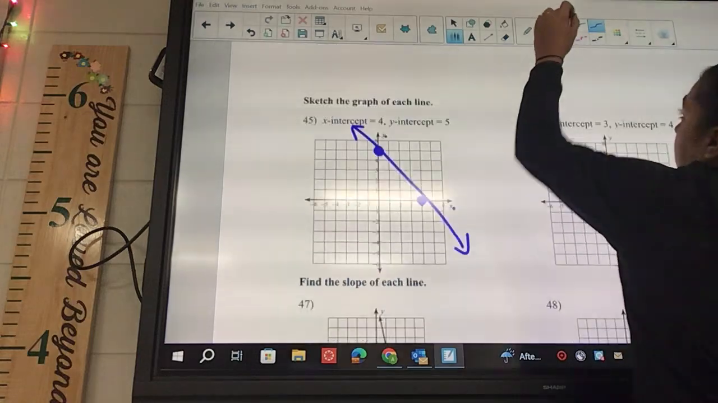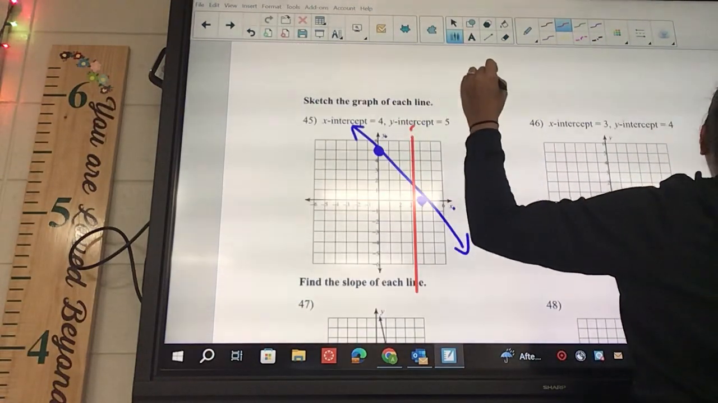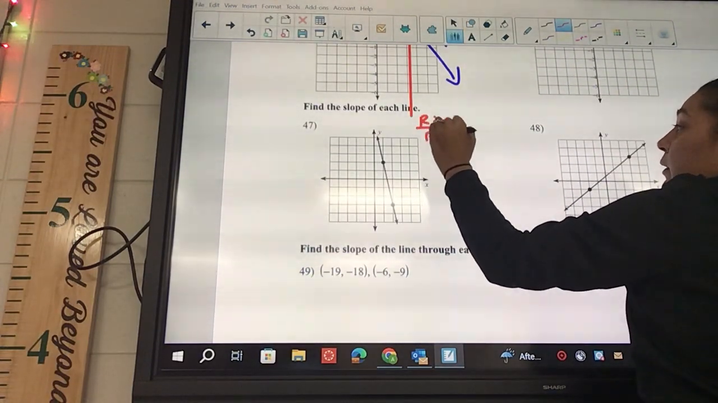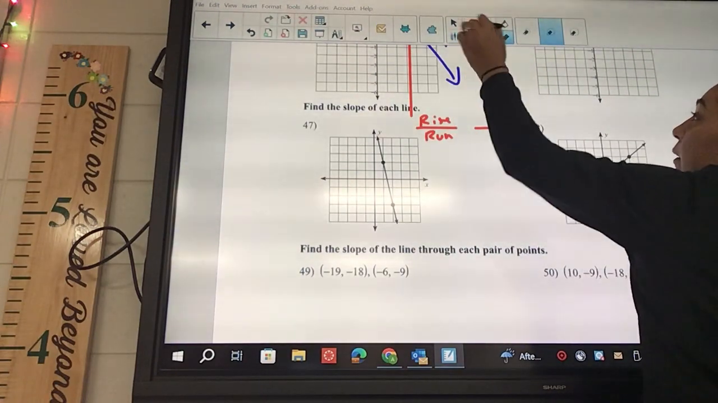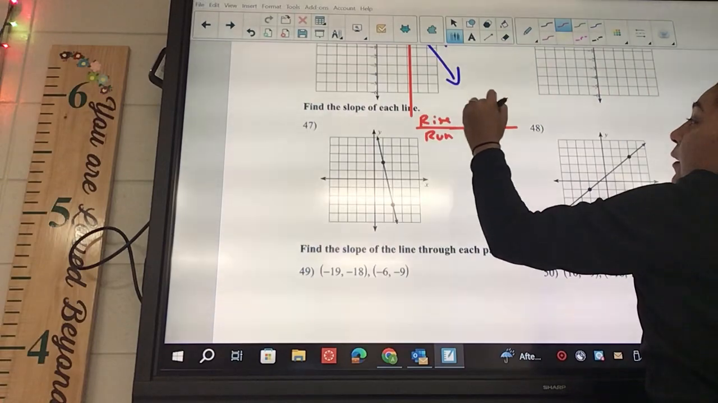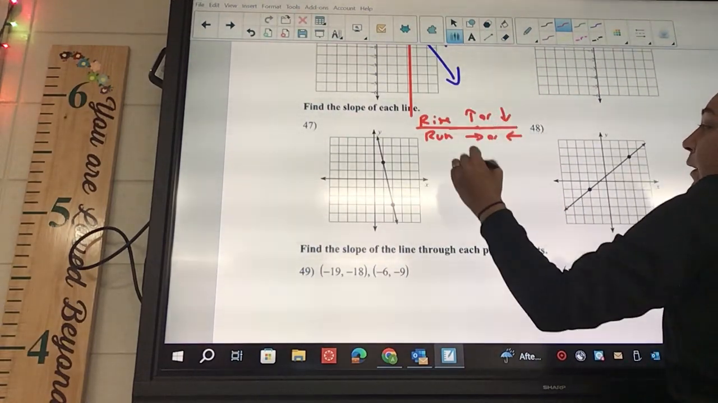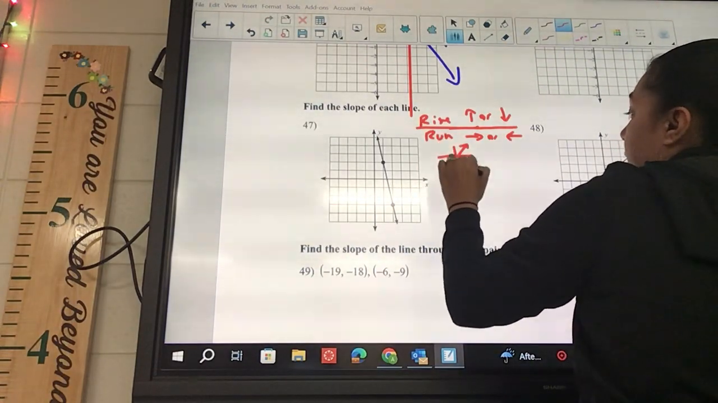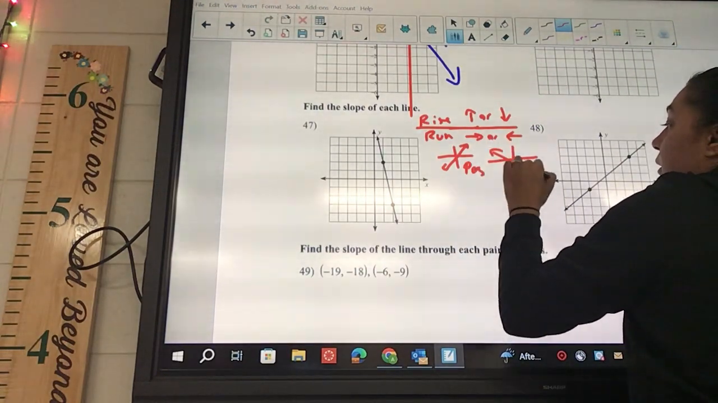Okay, find the slope of the line. For this one, the only notes that you're going to need is this is your rise over your run. That's how much you go up or down, versus how much you go left or to the right. This is a positive line. And this is a negative line.